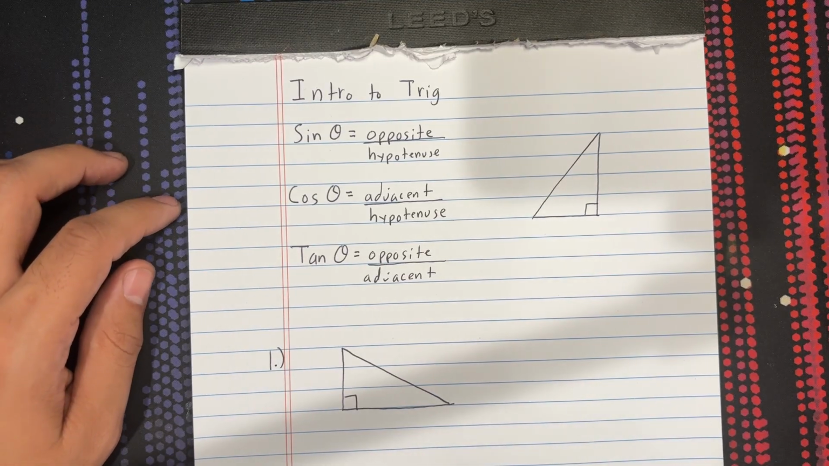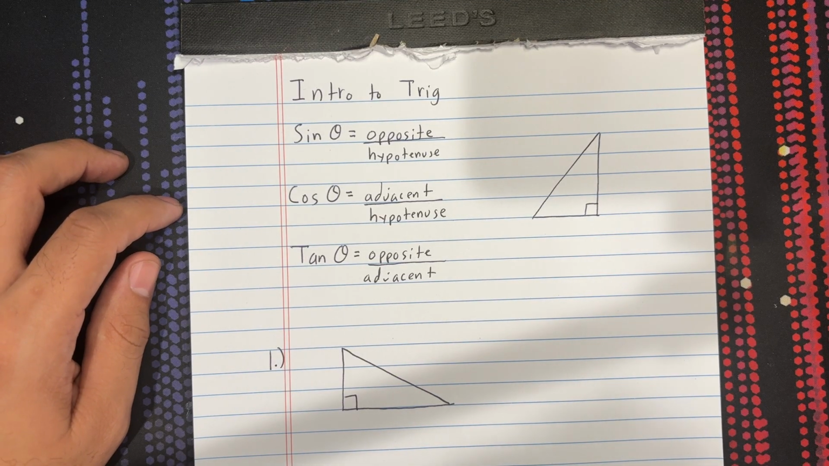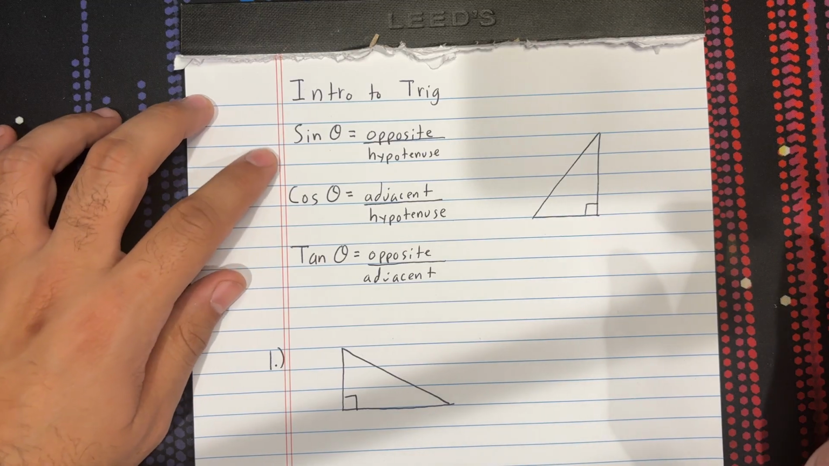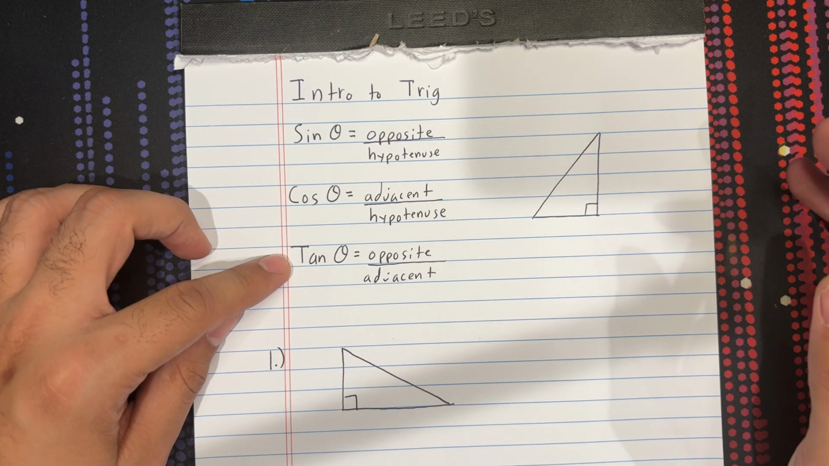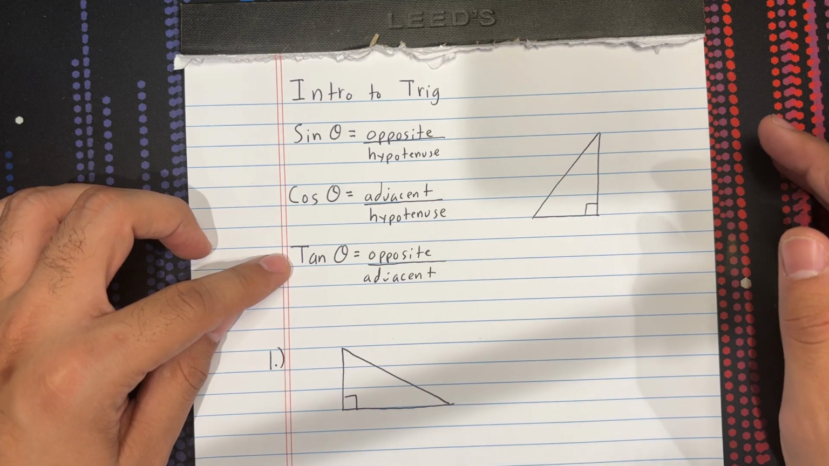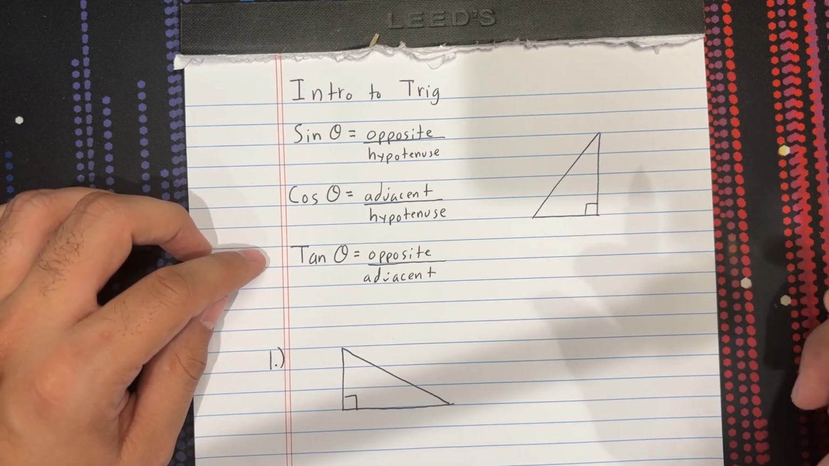How's it going, everybody? We're going to be looking at the introduction to trigonometry right here. We're going to be looking at the three main trig ratios: sine, cosine, and tangent. Now, when you're looking at these ratios for the first time, it might be a little bit difficult, but don't worry. I'm going to just focus on the basics.